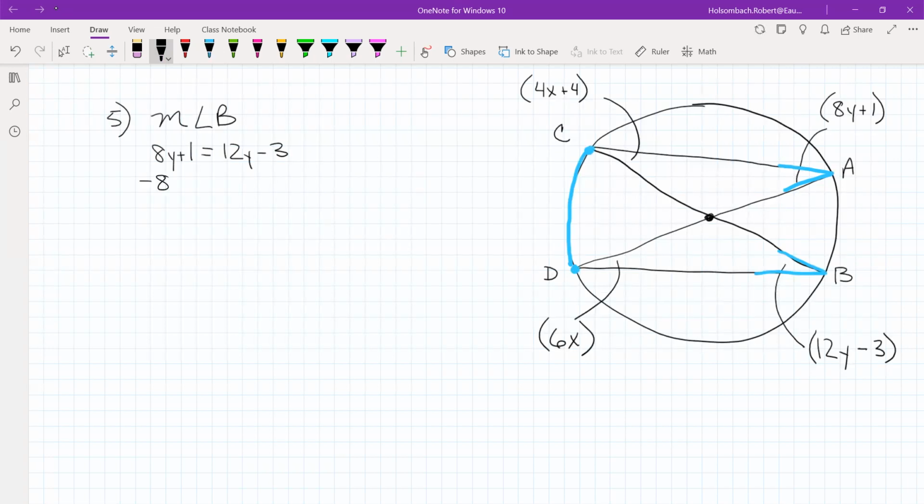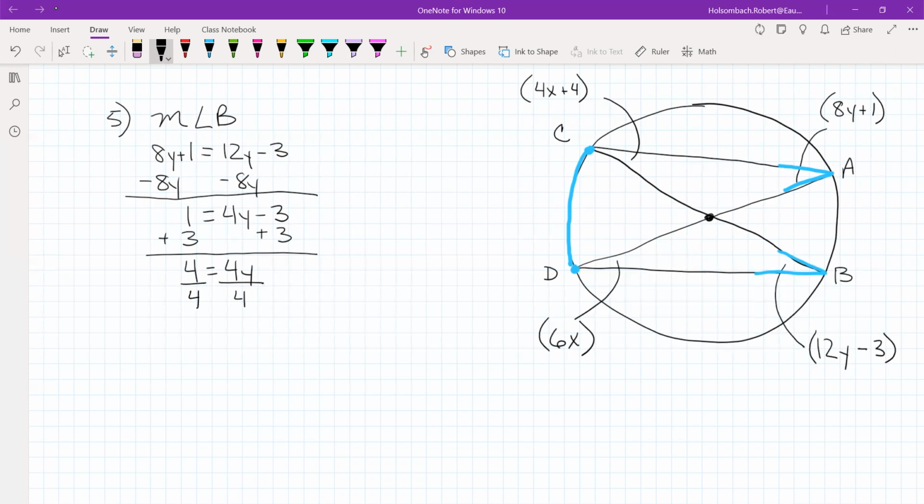So we're going to subtract 8y from each side of this equation. So 1 equals 4y minus 3. Going to add 3 to each side. So 4 equals 4y. And we're going to divide both sides by 4. And 1 is equal to y.